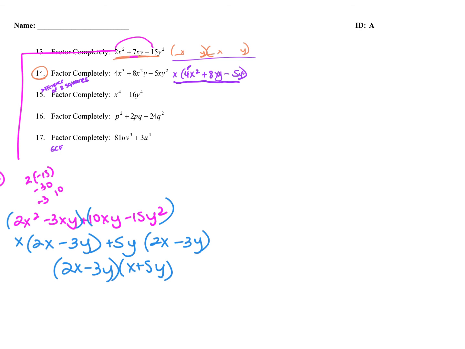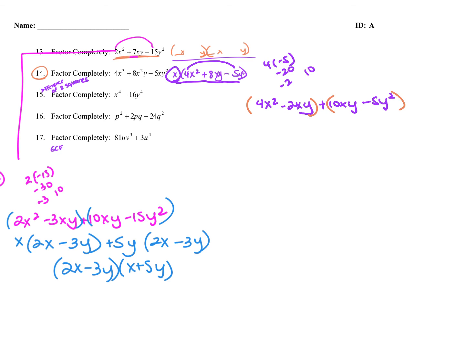I can multiply 4 times negative 5 and get negative 20, and find the factors of negative 20 that sum to positive 8, which would be negative 2 and positive 10. Replace the middle term with them. So the x is still in the front. I don't want to forget about that. But I get 4x squared minus 2xy plus 10xy minus 5y squared.